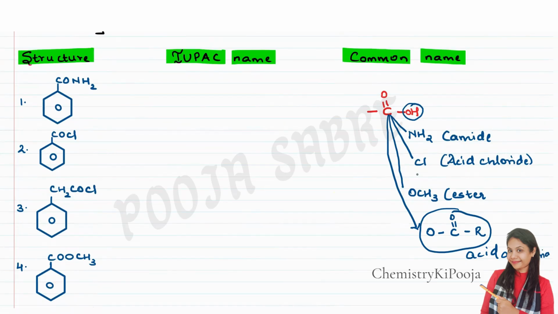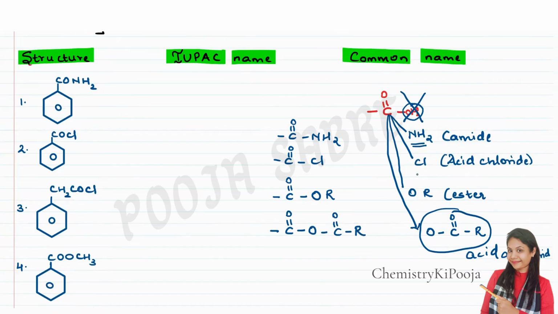Clear? So basically, if I remove this OH group and replace it with these groups, it becomes CONH2, the amide group. Then C double bond OCl becomes acid chloride, or any other halogen. Then C double bond O, instead of CH3, you can write the general R. So this is COOR, which becomes an ester. Then C double bond O attached to this group, so O, C double bond O and R, this becomes acid anhydride.